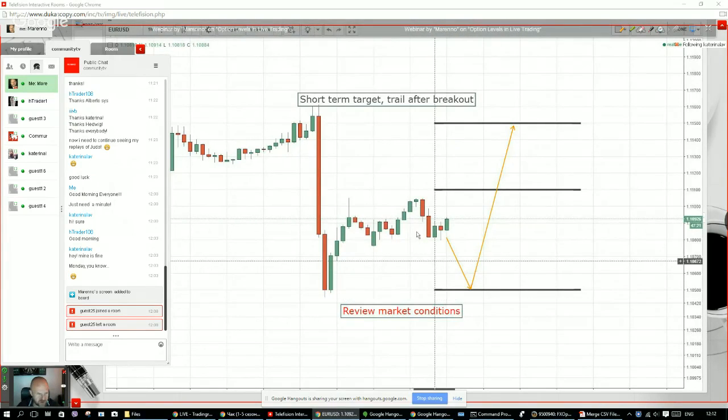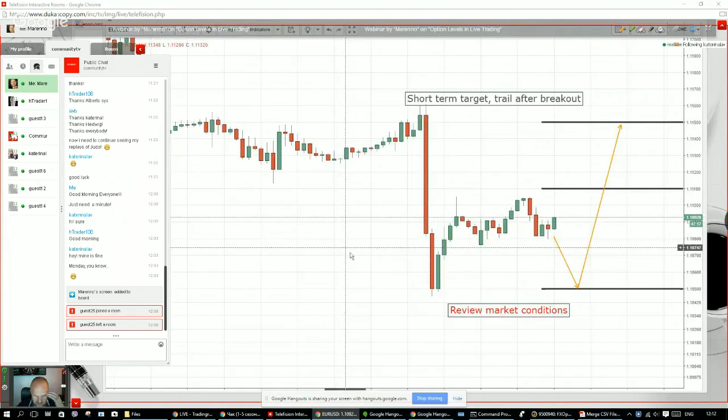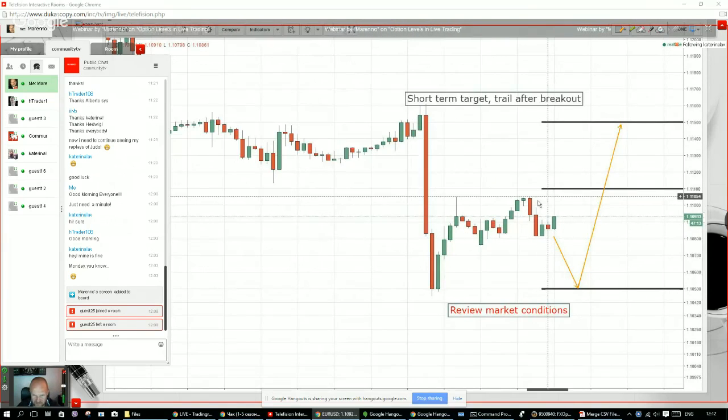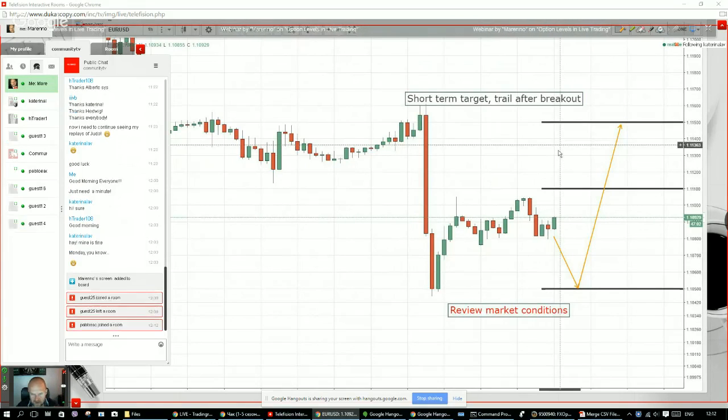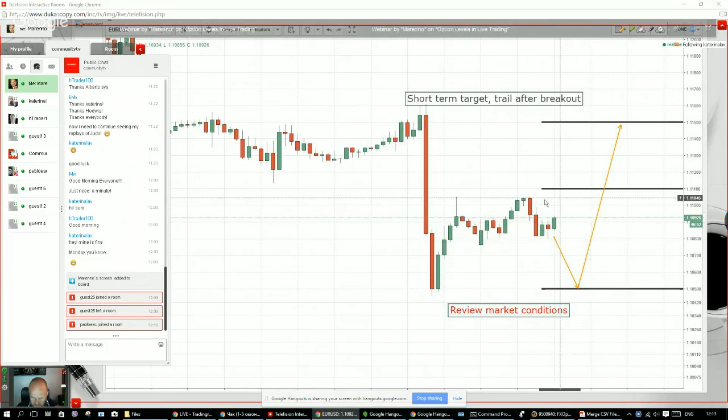The price is in a short-term range at the moment. Breaking through this level here, breaking through 1.111, will lead the price towards 1.115. So that's the first target.